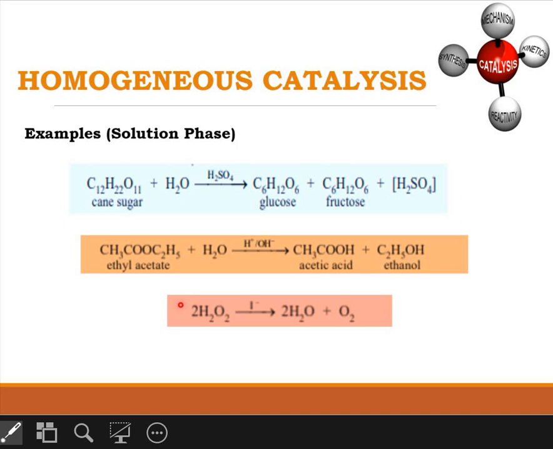As you know, many of the reactions in solution phase are catalyzed either by acids or by bases. So homogeneous catalysis can take place either in a gaseous phase or in a solution phase. Next, we are going to discuss heterogeneous catalysis in detail.